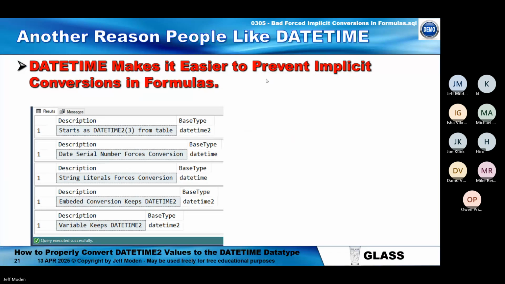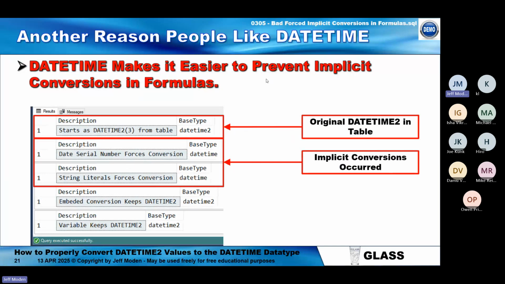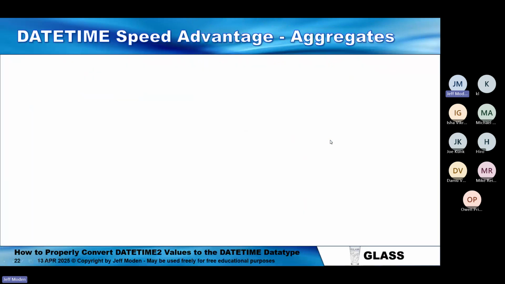All right, so let's go back to here. And we saw those and we went through that. And there's our original. The implicit conversions occurred. That sucks. And here, it took some form of extra code to keep the DateTime from going into implicit conversions for some simple calculations like calculating the beginning of the week. And that's another reason why people like working with DateTime. You don't have to put up with the implicit conversions.